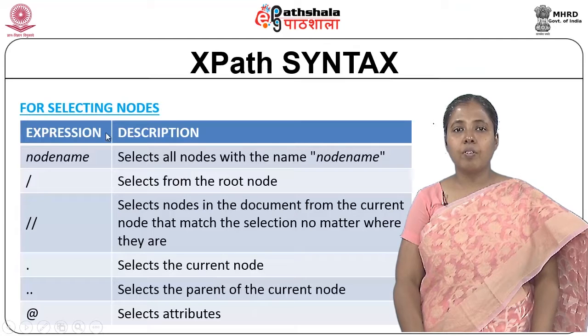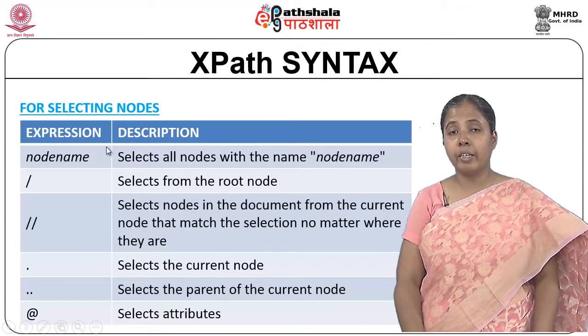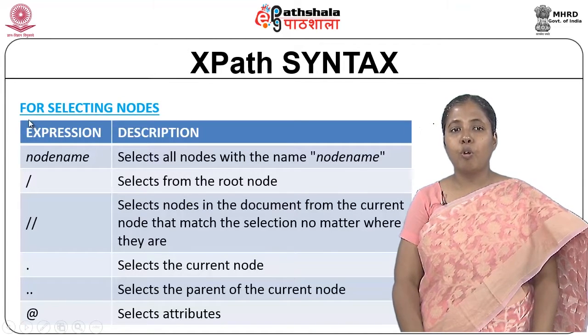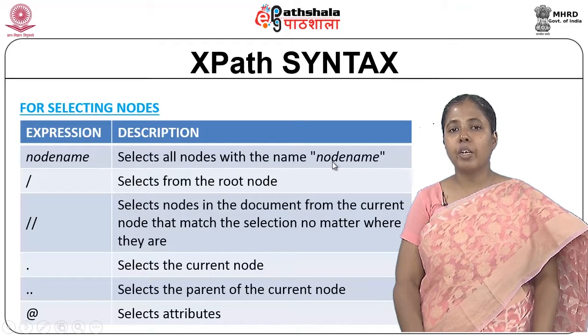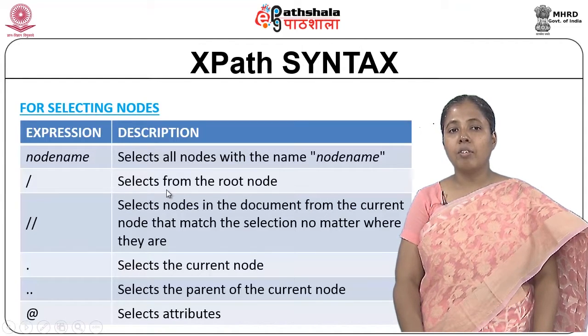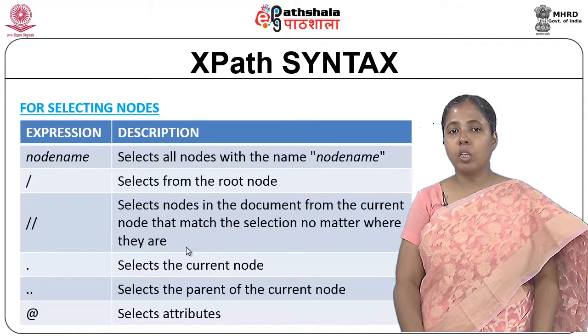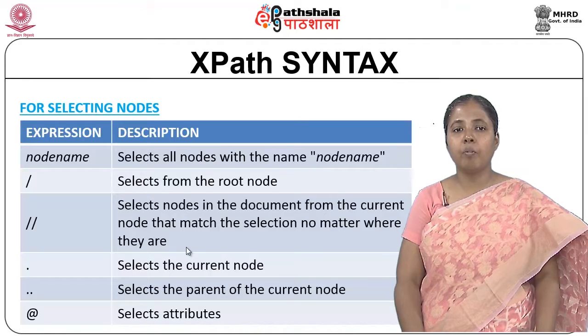So, now we can see the syntax of how to write an XPath query. For selecting nodes, we simply give the node name, which selects all nodes with the given name. If you use a forward slash, it selects from the root node. If we use a double slash, this selects nodes in the document from the current node that match the selection no matter where they are.